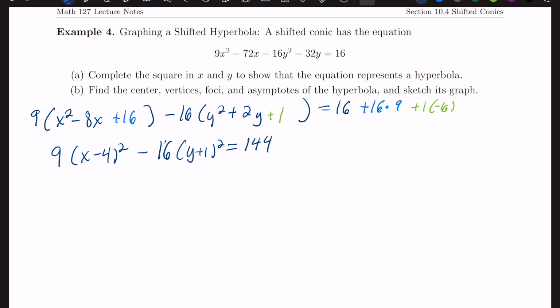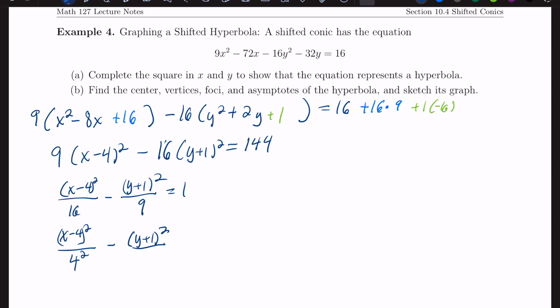Let's clean that up just a little bit to make it look like a hyperbola. So we're going to divide everything by that 144. And if we do that, we get (x minus 4) squared, all divided by 16, minus (y plus 1) squared, 144 divided by 16 gives us a 9, equal to 1. We're very close to our form. We only need to do one more step. We'll take (x minus 4) squared over 16, which is 4 squared, minus (y plus 1) quantity squared, divided by 3 squared.